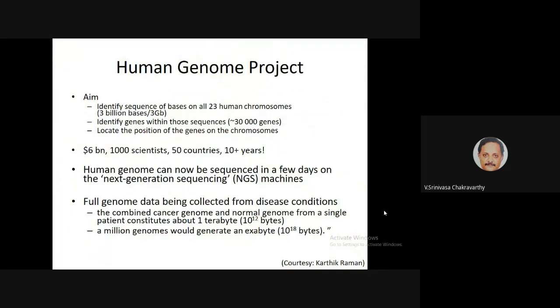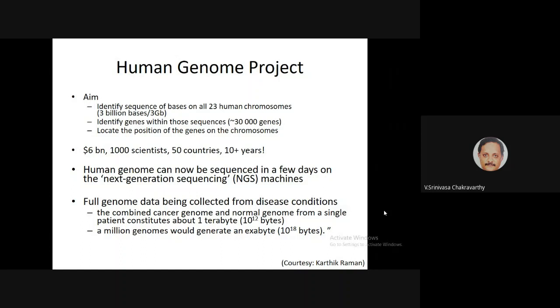If you take biology, one of the most celebrated examples of big data application in biology is the Human Genome Project. This started in the 90s, and the objective was to sequence all the bases of all the human chromosomes. So 3 billion bases, so 3 gigabases. Then identify genes within those sequences. That means there are about 25,000 to 30,000 genes in the human genome, and locate the position of the genes and completely sequence them and all that.